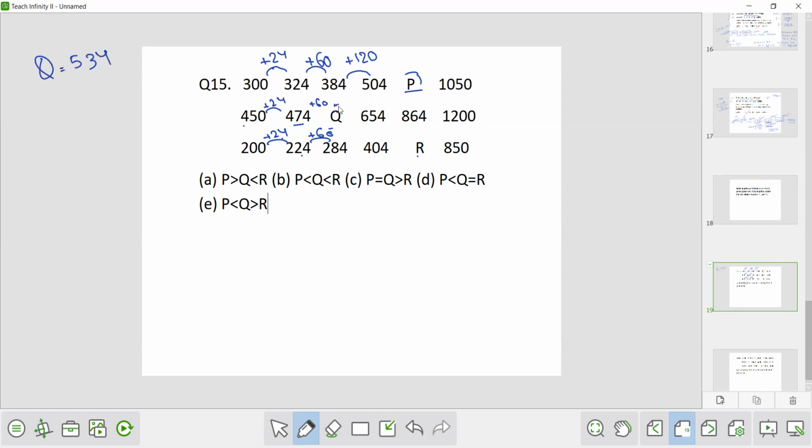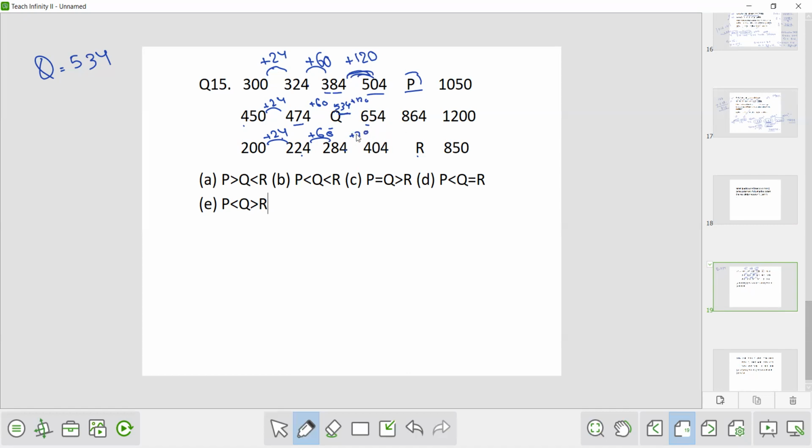534. Q came here 534. Now if this is 534, this is 384 and this is 504, so this is plus 120. So 534 and 654 is again plus 120, and 384 plus 504 is again plus 120.